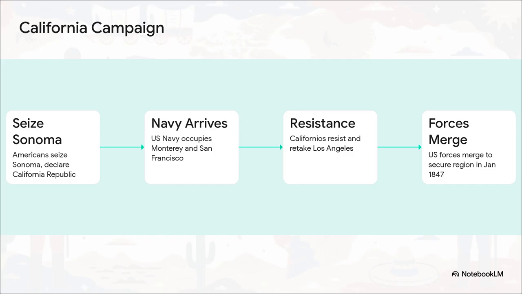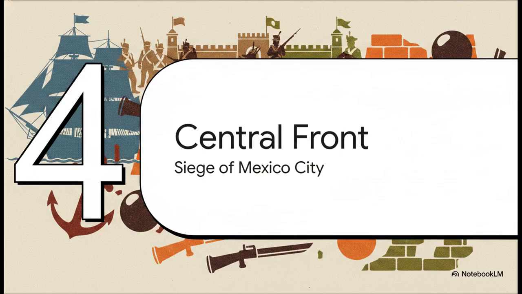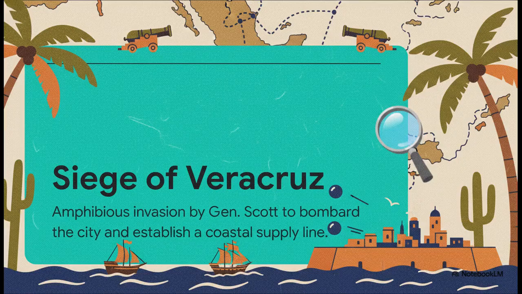Navy sailors, Marines, and Army dragoons arriving all the way from New Mexico to finally secure the region in January 1847. Section 4, Central Front, Siege of Mexico City. So we leave the Pacific and anchor ourselves back in the east for the final and absolutely most critical front of the war. Despite the U.S. controlling northern Mexico and California, the Mexican government flat out refused to negotiate. On top of that, overland supply lines from the north were becoming pretty much impossible to maintain.